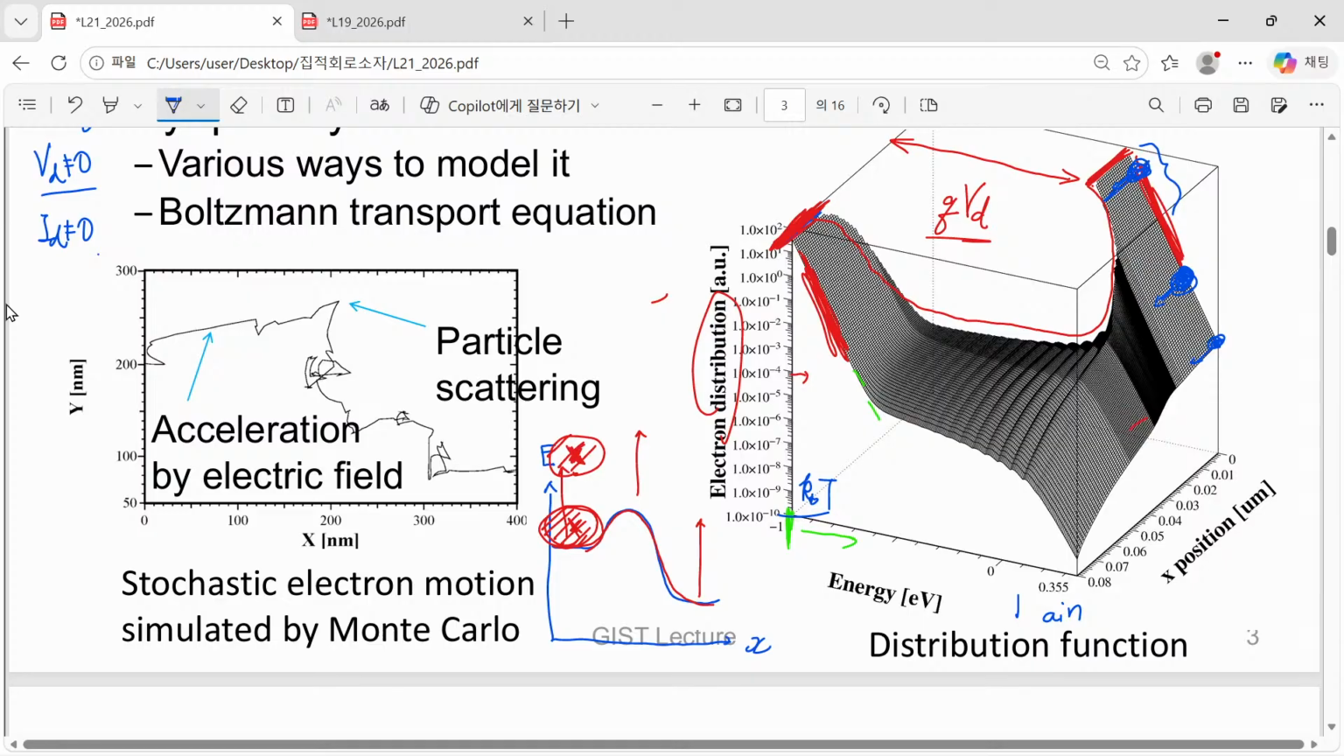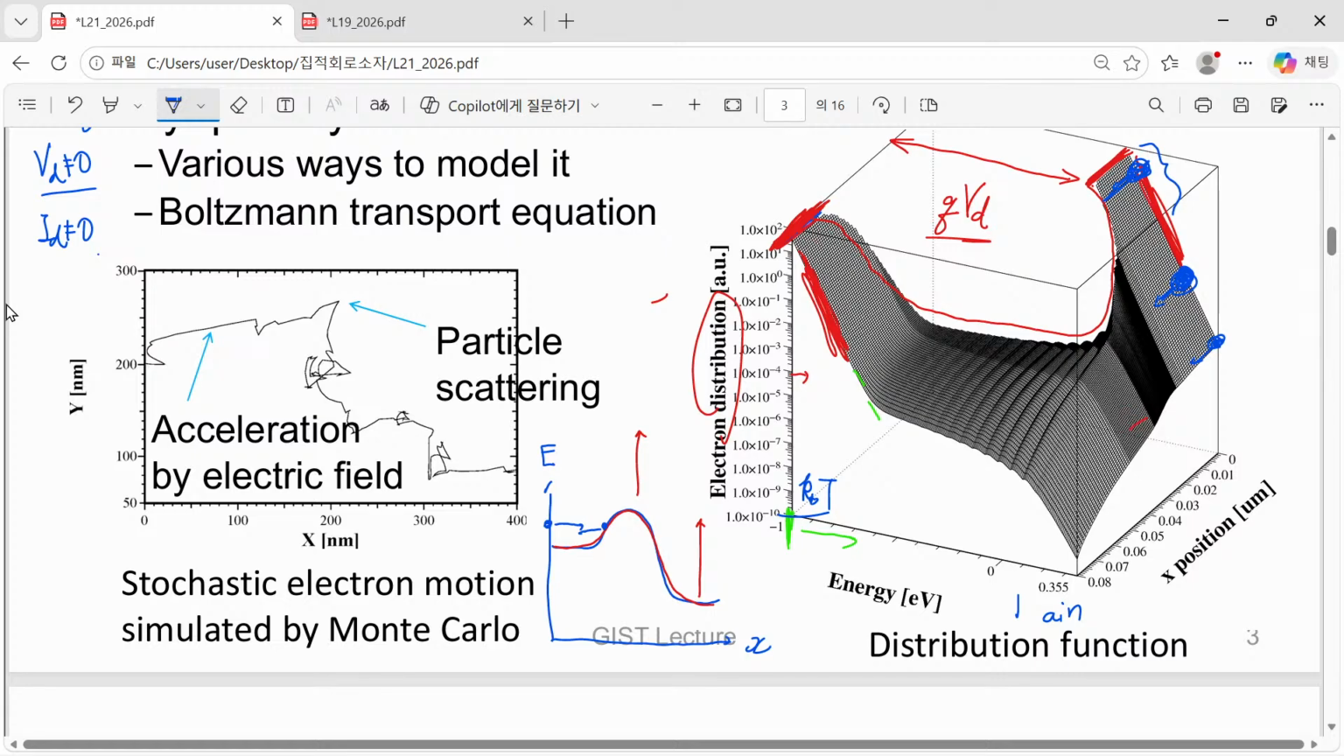So nothing interesting happens for this guy. Let me just draw once again. If we inject our electron from the source in this moderate energy range, then it goes and hits the wall and comes back. So it cannot overcome this potential barrier.